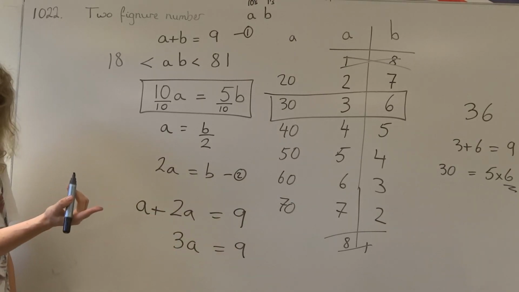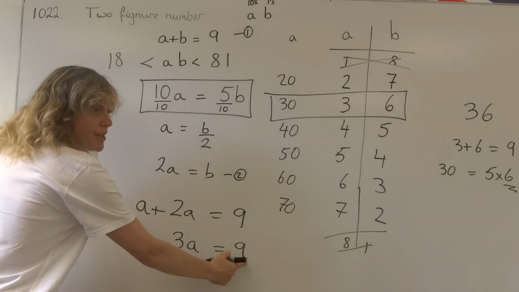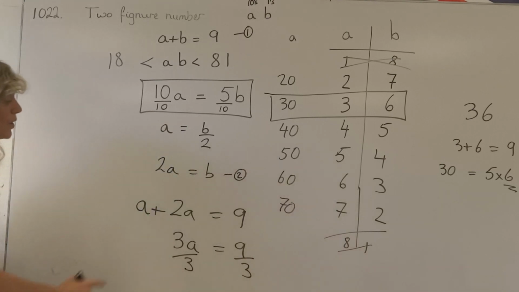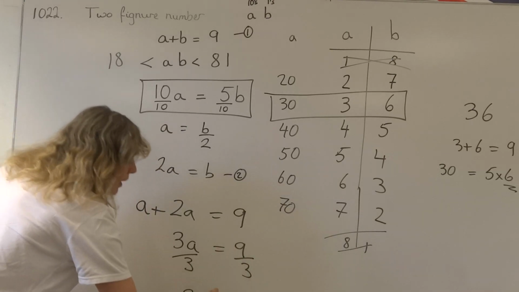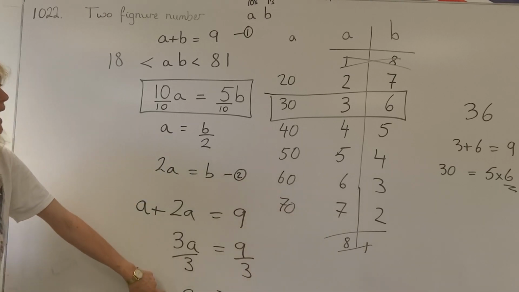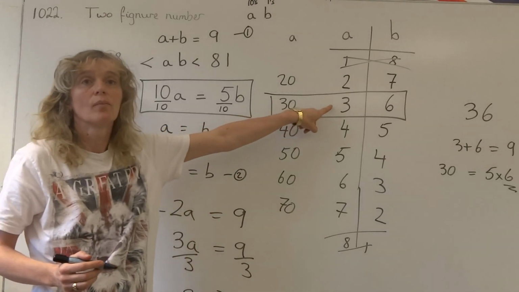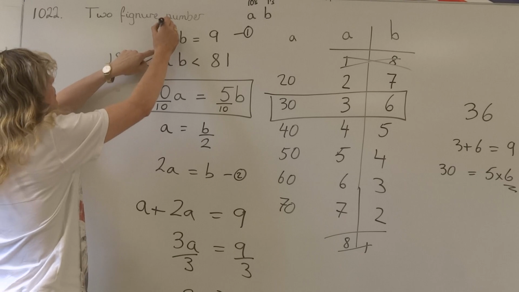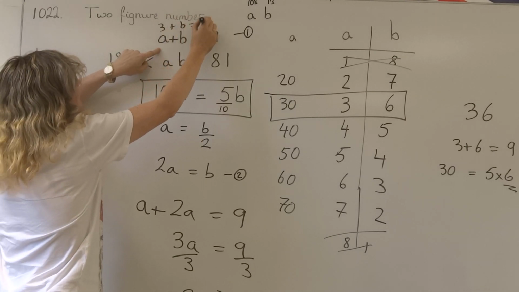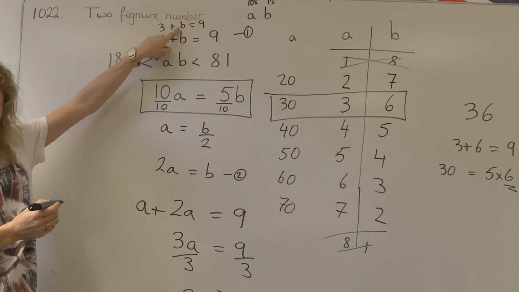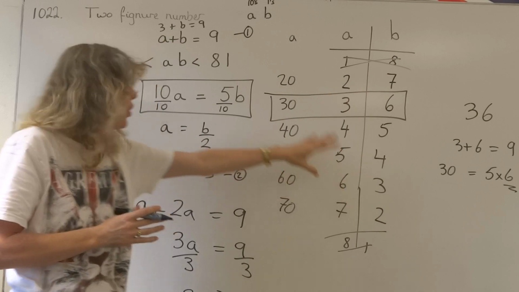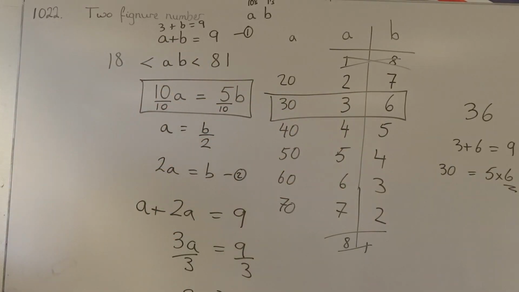Now I can work out quite easily what 1 lot of A is by dividing both sides of my equation by 3. So 1 lot of A is 9 divided by 3, which is 3. Now I know that A equals 3. What do I get for B? Well, I know that A plus B equals 9, and I know that A now equals 3. 3 plus B must equal 9, therefore B must equal 6. So you can do this by setting up the table of numbers and trying to find the one that works, or you can actually solve it algebraically as well. This type of question. Okay?